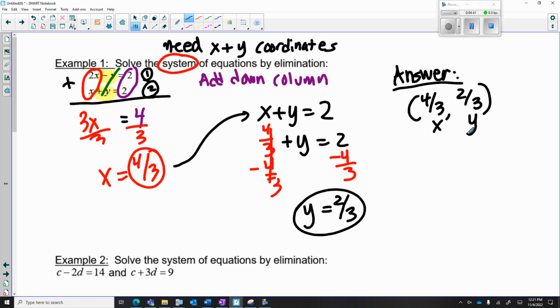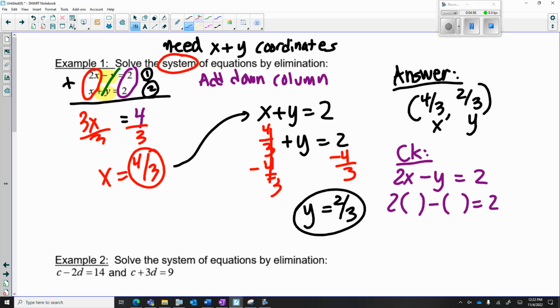Now just keep in mind we can check our answer if we wanted to in the other equation that we didn't use. So our other equation was 2x minus y equals 2. If we plug in the coordinates that we just obtained for x and y, we should get the answer of 2. So let's plug in x equals 4/3, and let's plug in y equals 2/3, and we should get an answer of 2.